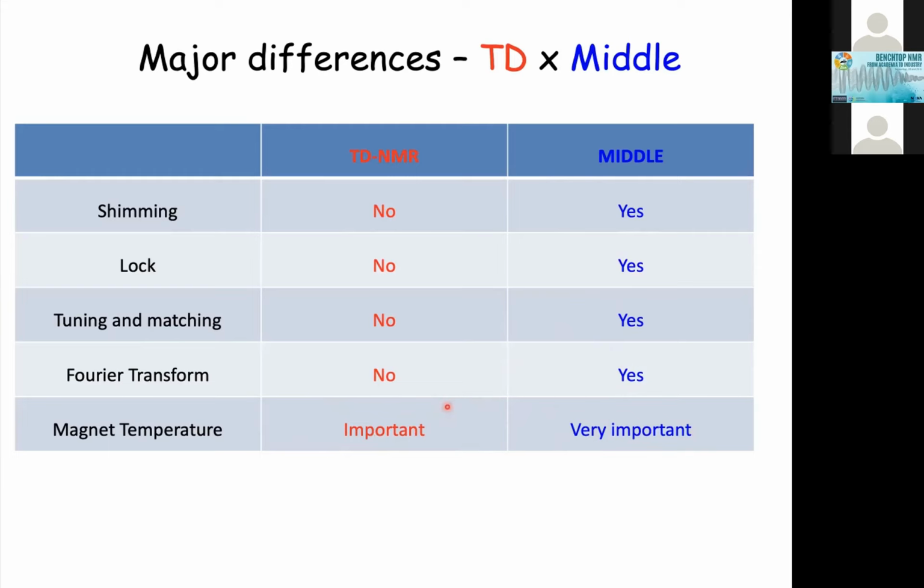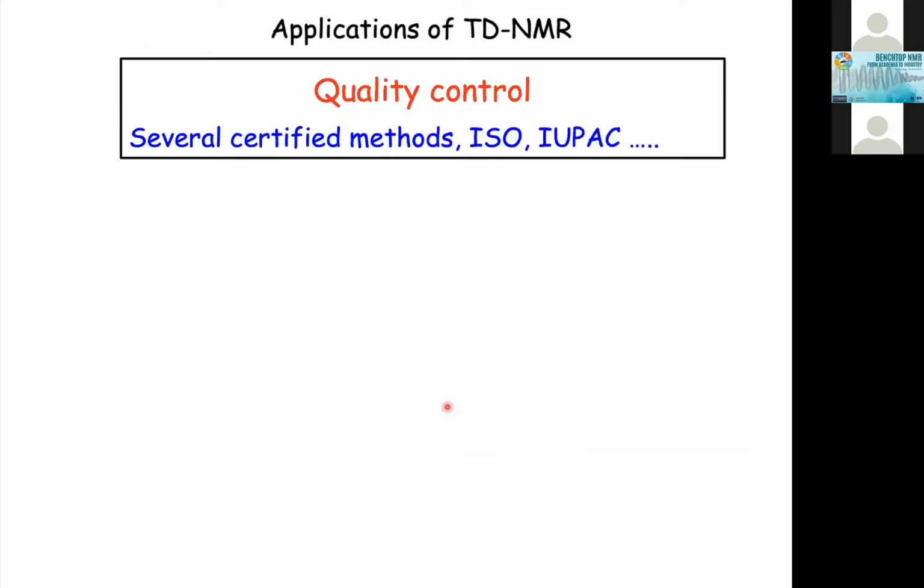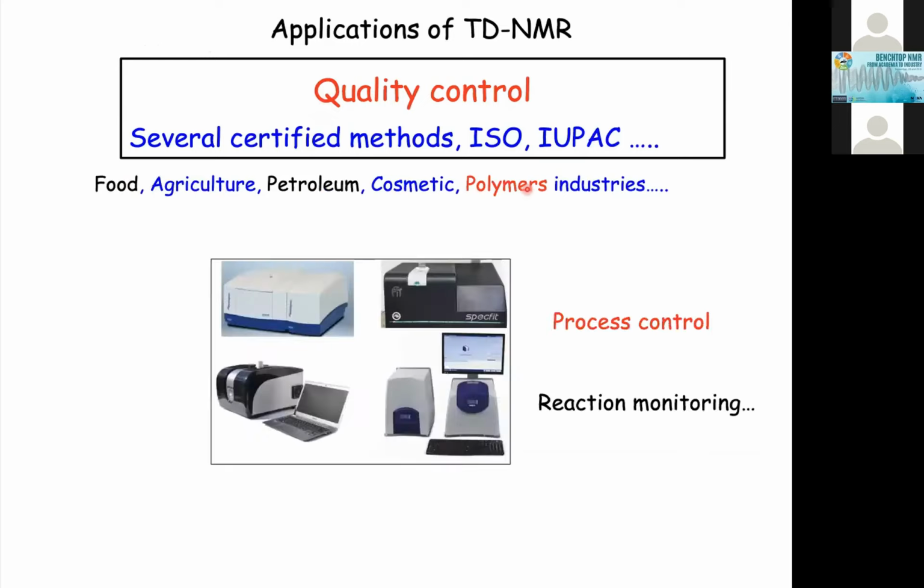Easy to control it. Okay, and for this low field NMR, normally the application, as Thiago said, is in quality control, industrial quality control. There are several certified methods by all these international agencies. The certified applications are for food, for agriculture, petroleum, cosmetics, in the polymer industry. But there is also some research to do process control, reaction monitoring.